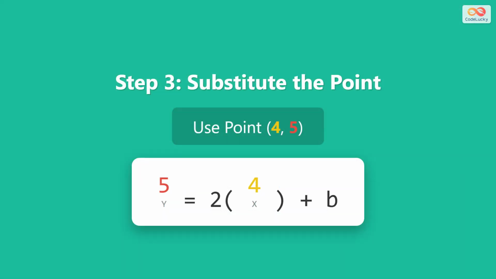Step 3, now we need to find b. We do this by using the point given in the problem, which is (4, 5). The x value is 4 and the y value is 5. We substitute these values into our equation. Replace y with 5 and replace x with 4.